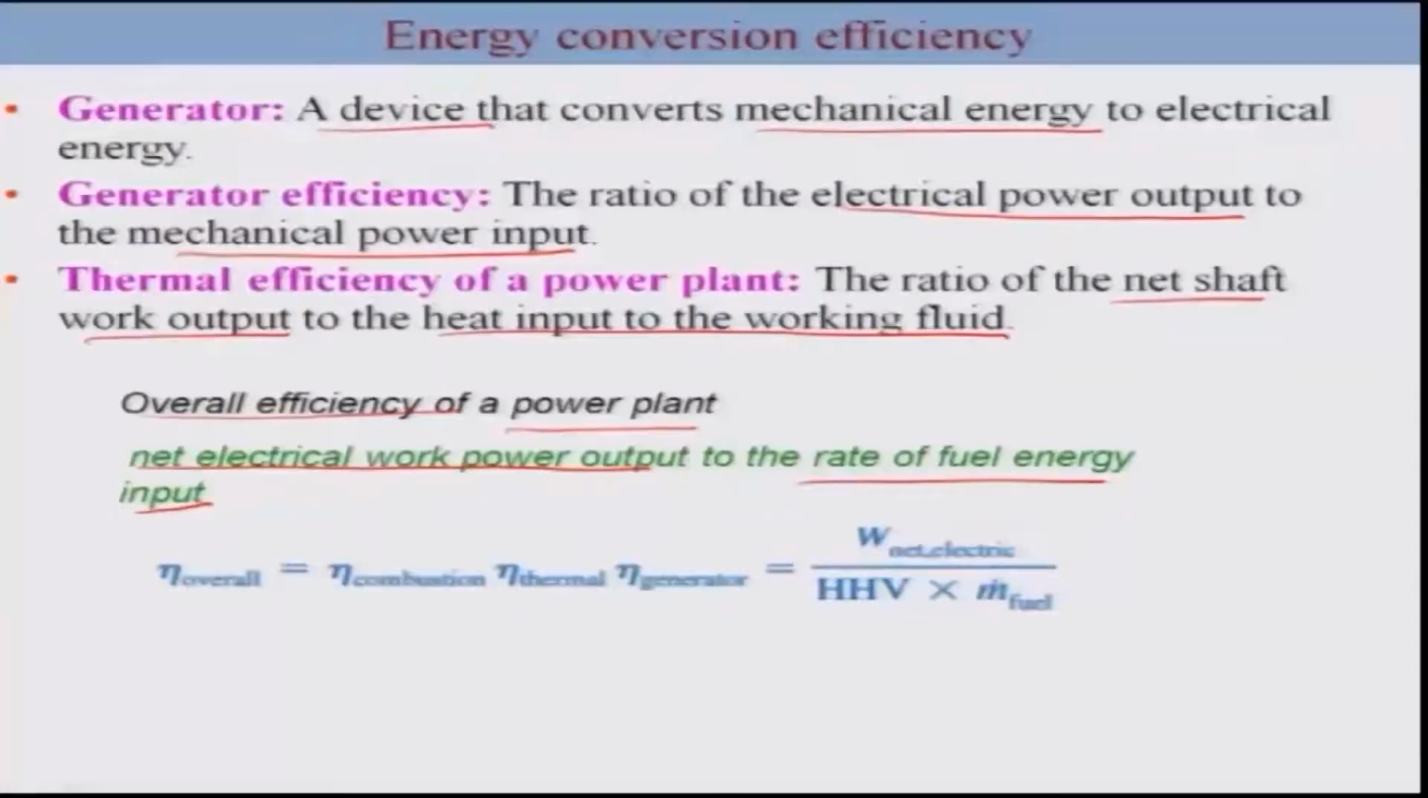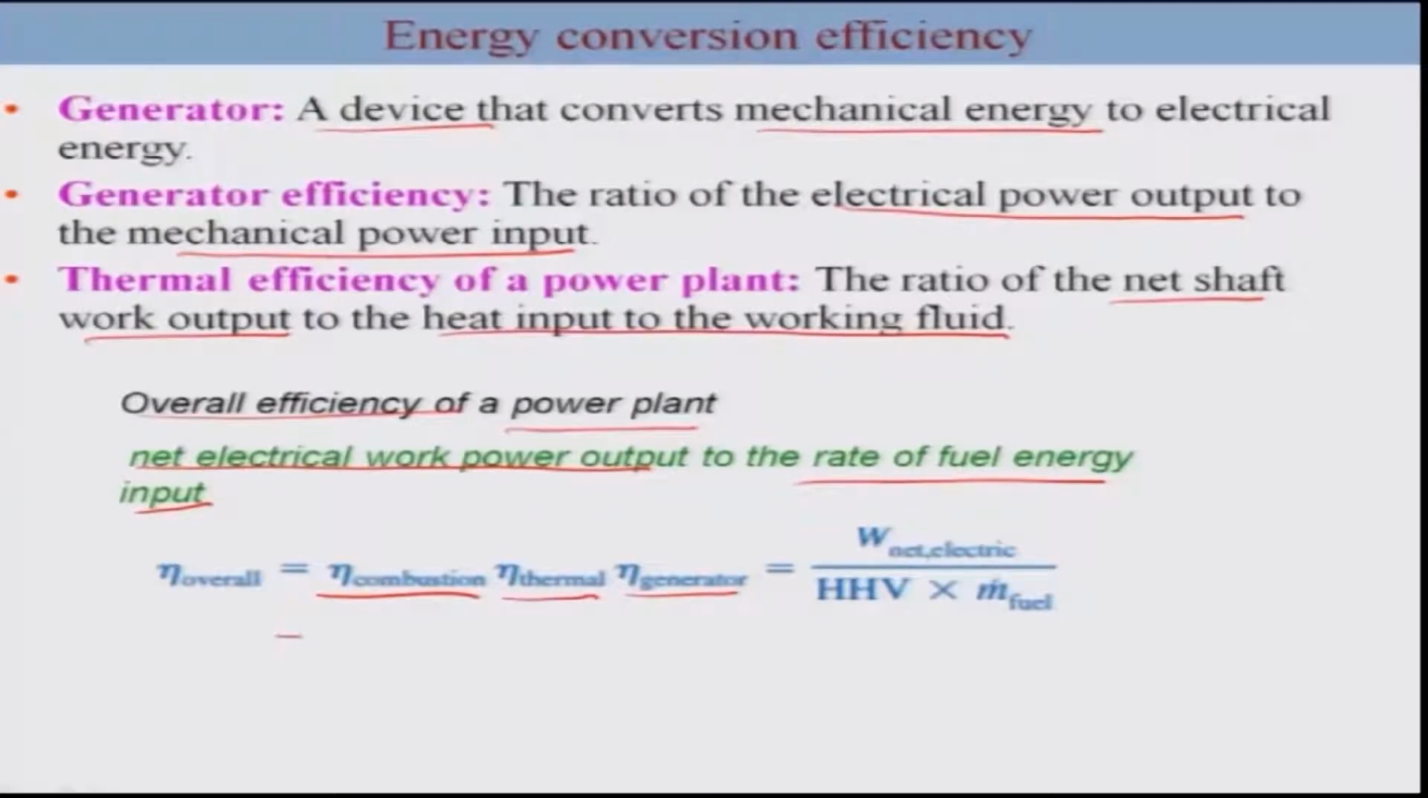In this case, you are going to burn the fuel, use that energy to heat up the water, convert it to steam, and steam is used to do the work through a turbine. So in this whole cycle, you have to consider the combustion chamber, the turbine, and the generator, all three of them. So this is going to be the overall efficiency: eta combustion, eta thermal, and efficiency of the generator.